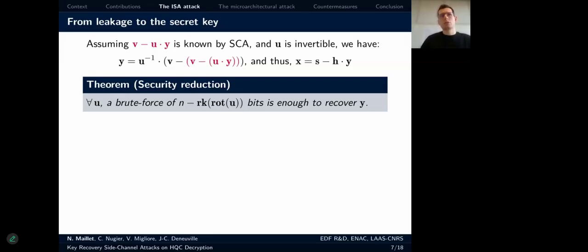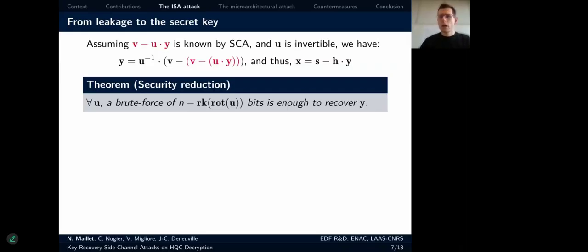Well, you can recover y and x, and to recover y, you only need to do a brute force, and the size of the brute force needs to be of n, which is the length of the code of HQC, minus the rank of the circulant matrix of u. Because in HQC, multiplication between vectors can be seen as a multiplication between a vector and a matrix, which is a circulant matrix. And this value, n minus the rank of the said matrix, is the number of bits needed to brute force in order to recover y.